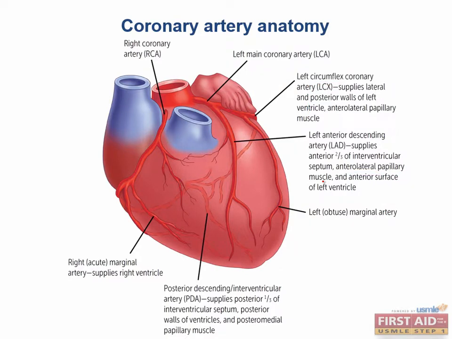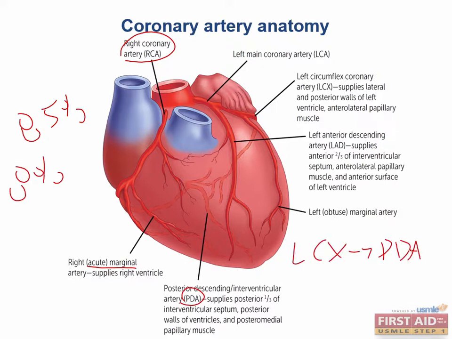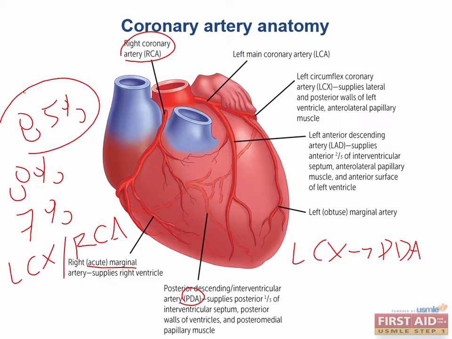Now what about the right coronary artery? It delivers blood to the right ventricle via some acute marginal branches. In 85% of the population, the right coronary artery will give rise to the posterior descending artery. In 8% of the people, the PDA arises from the left circumflex, so watch out for this. And in the remaining 7%, it comes together as a contribution from both the LCX, or left circumflex, and the right coronary artery.